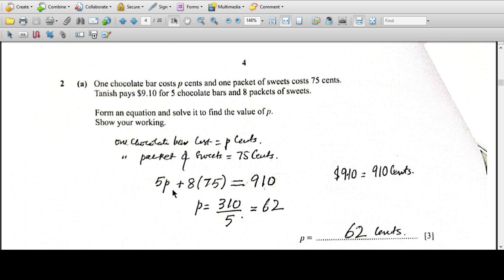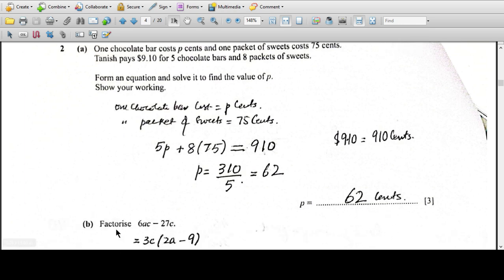Now we will multiply this 8 into 75 and subtract it from 910. We will get 310, and by dividing by this 5 we will have the value, P is equal to 62 cents. So the value of this chocolate bar cost is 62 cents.